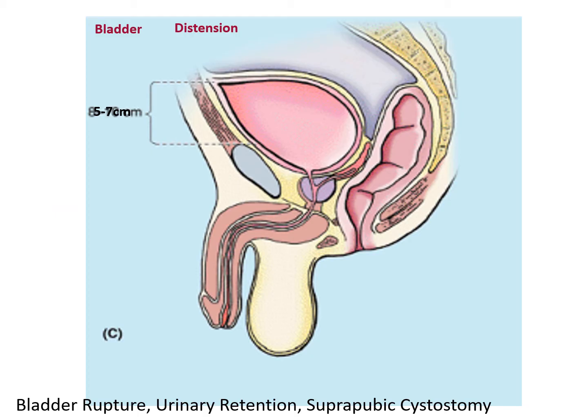Now, what happens when the bladder distends? When the bladder distends, it rises and moves from the pelvis, from the area of the lesser pelvis into the area of the greater pelvis, and comes in contact with the anterior abdominal wall.